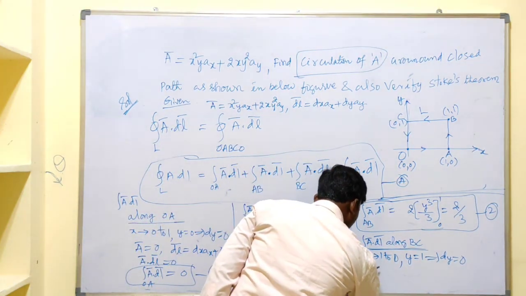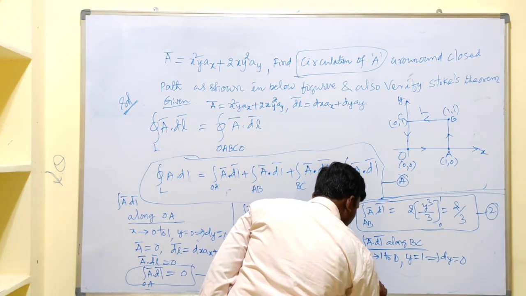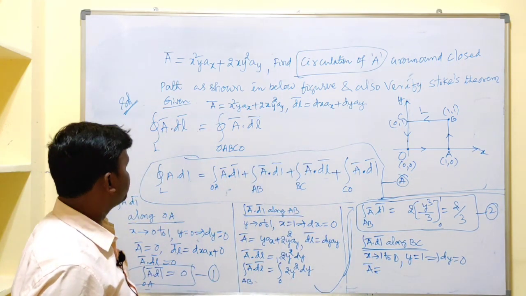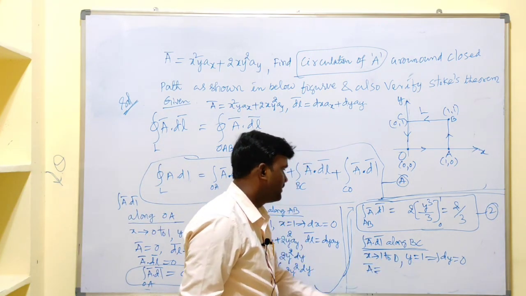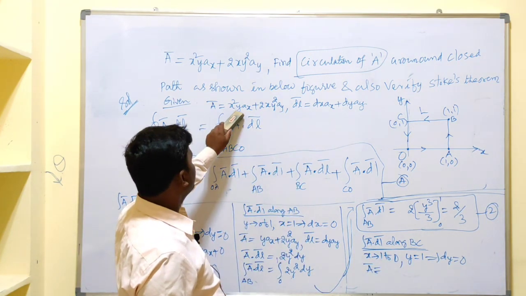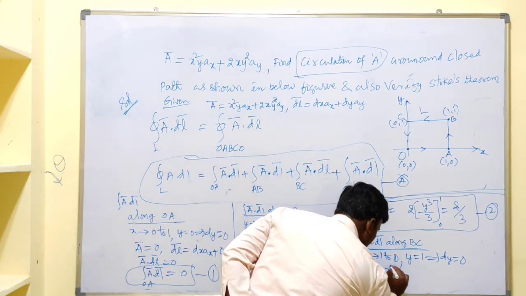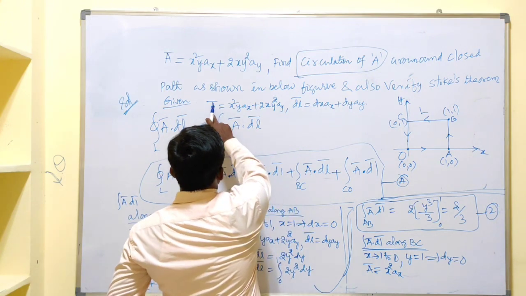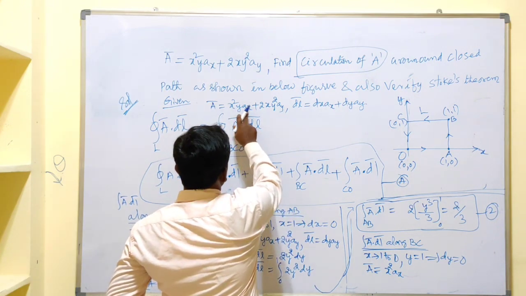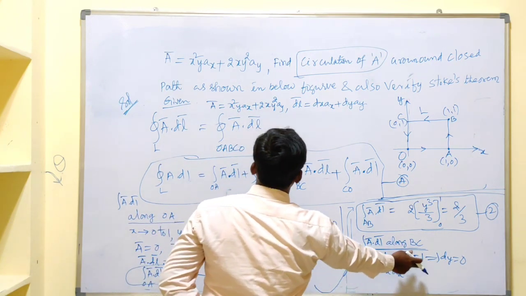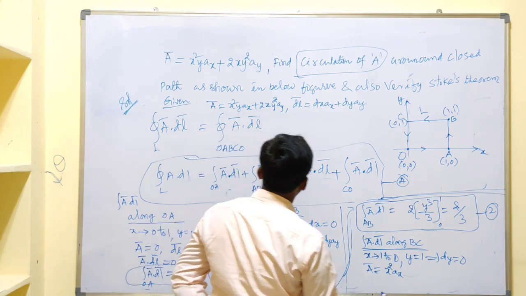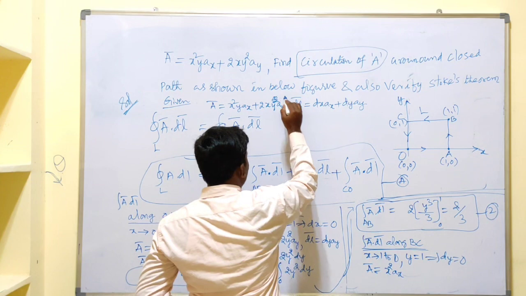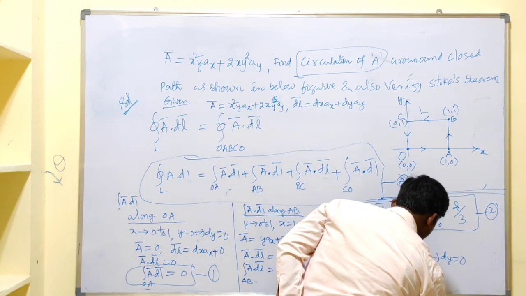Now, what about a bar? A bar is nothing but, you need to substitute y equal to 1 in this one. Y is 1 means that is x square ax, and here again y is 1, that is 2x ay.